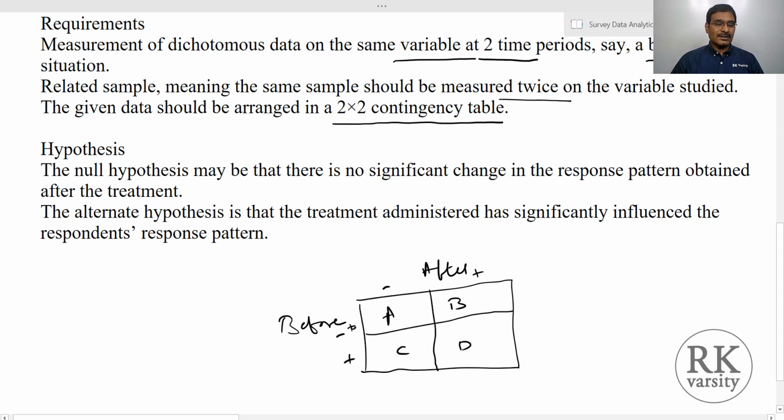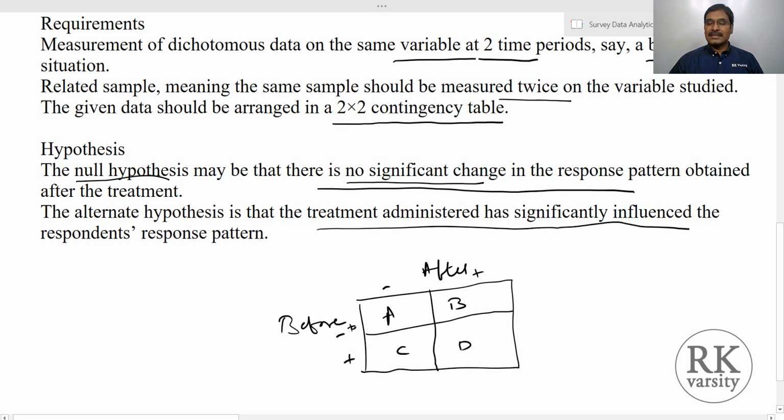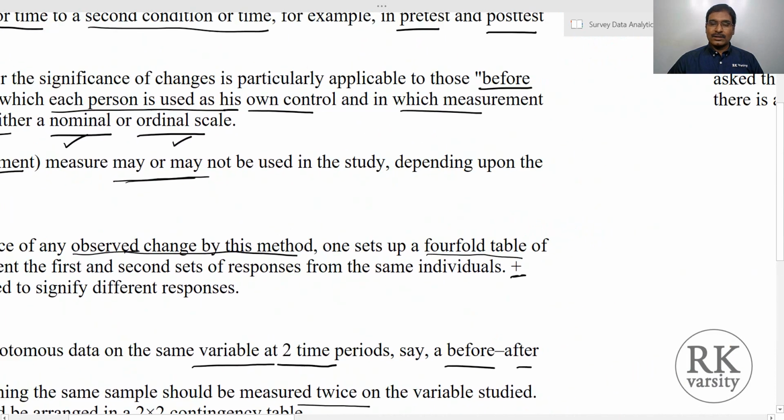Now the hypothesis that we are going to frame here is that the null hypothesis is that there is no significant change in the response pattern obtained after a treatment. Alternative hypothesis is that the treatment administered has significantly influenced the respondents' response pattern. In the sense, here no significant change, here a significant change. Alternative hypothesis is significant change. So here we have two examples.